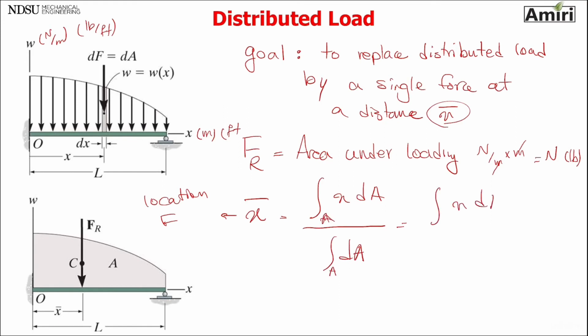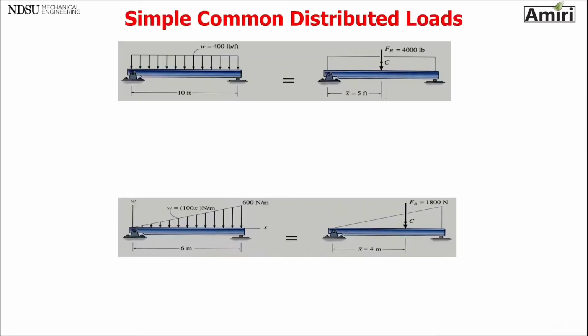Some people like to write it like this, divided by total area, which is correct. So the force is area under load, location of it is the centroid. So that's a general equation that we're going to use to simplify. A lot of times the distributed loads have a simple shape, like this top one has a rectangle. So again, the goal is to replace it by F, area under curve, X bar, centroid of area under loading, not under curve.